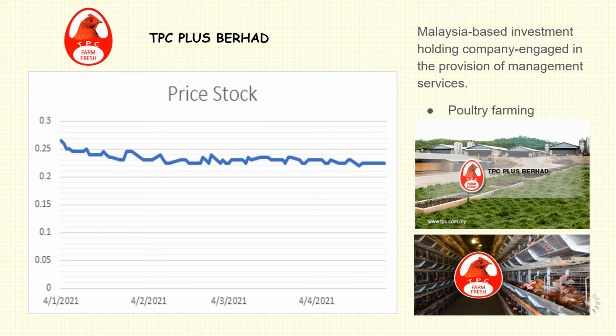So let's take a look at a price chart of this TPC Plus. As you can see, the stock price of TPC Plus has shown a slightly fluctuating line in the graph, but it did not decrease over time. This indicates that the stock trading price of TPC Plus has a stable responsiveness from investors.